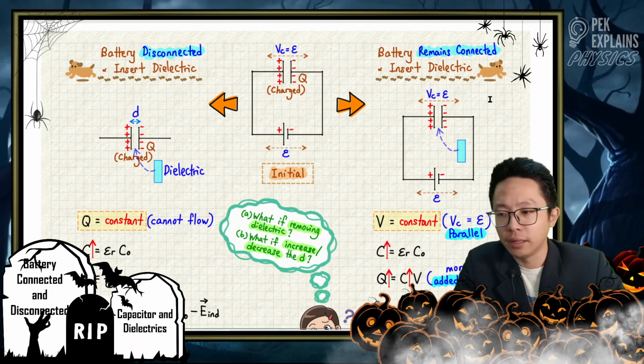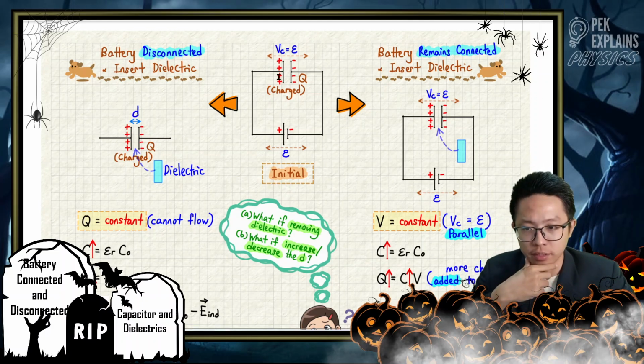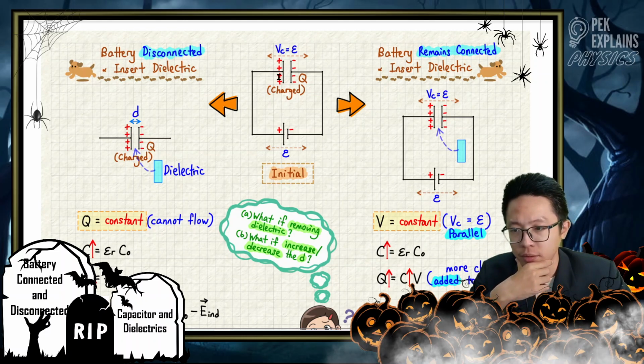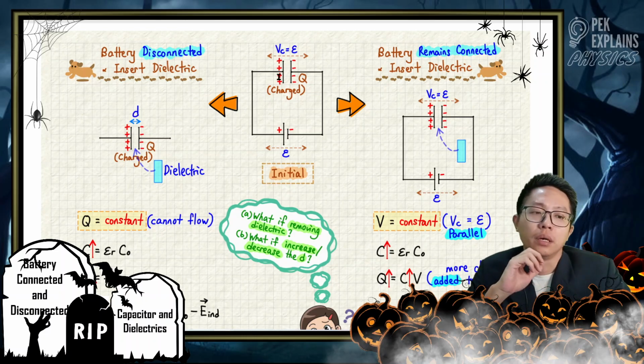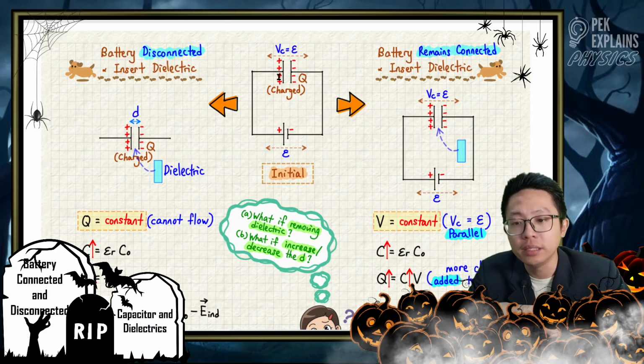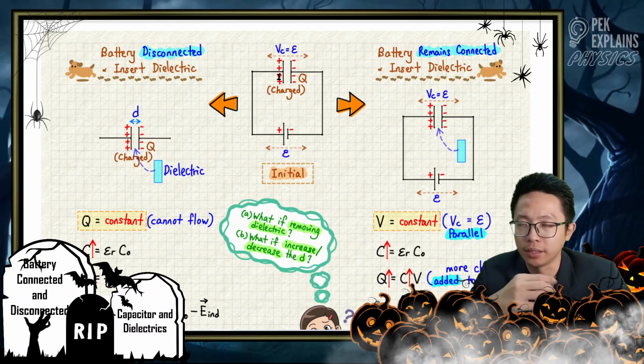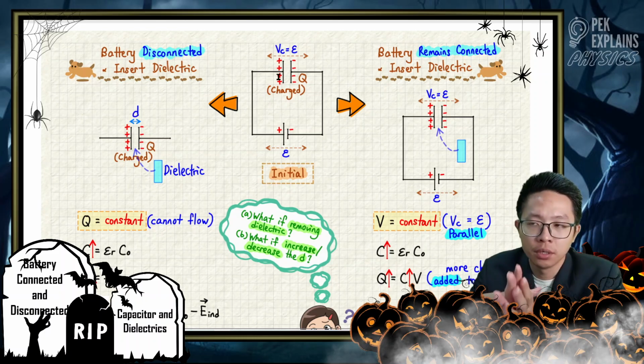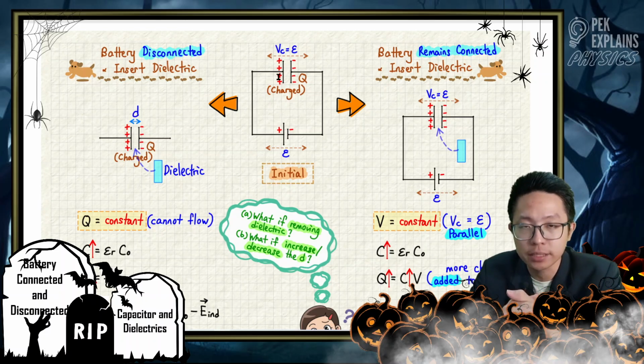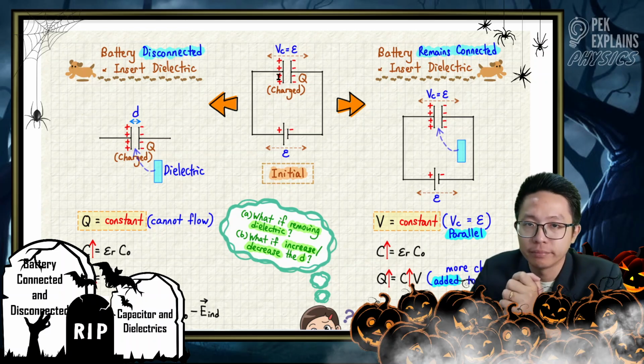Alright, now let's talk about two conditions that are normally asked in the questions: battery connected and battery disconnected from the capacitor. And we make some changes to the capacitor itself, maybe the internal structure of the capacitor, and see what happens.